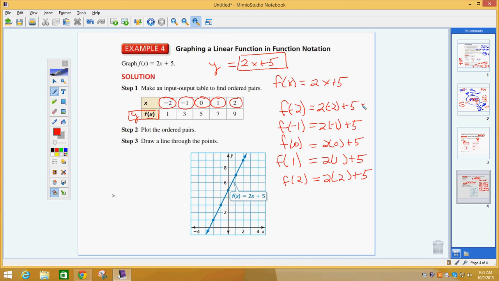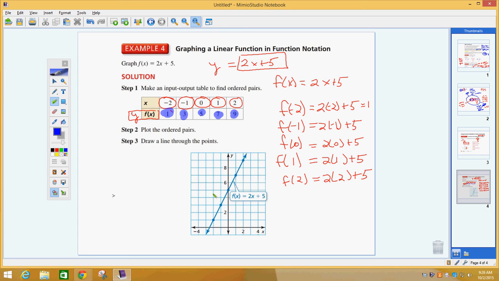This is 1. When x is negative 2, y is 1. This becomes 3. 2 times negative 1 plus 5 is 3. When x is 0, this becomes 5. This one becomes 7. This one becomes 9.